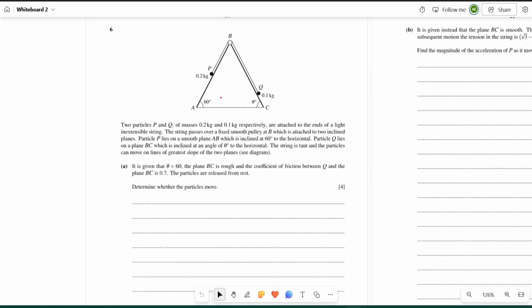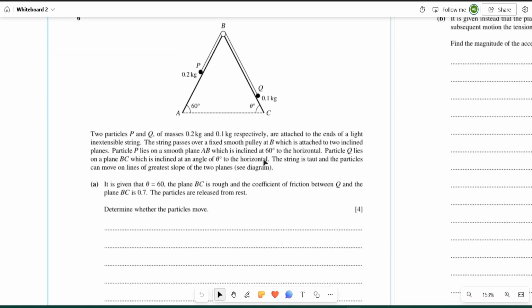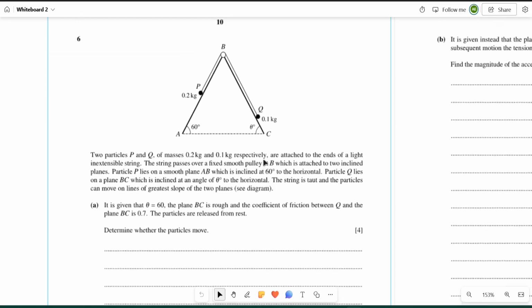So two particles, P and Q, of masses 0.2 kilograms and 0.1 kilograms respectively, are attached to the ends of a light inextensible string. We know what this means now. The string passes over a fixed smooth pulley at B, which is attached to two inclined planes. Particle P lies on a smooth plane AB. That tells me that there is no friction in the plane AB. It's inclined at 60 degrees to the horizontal. Particle Q lies on a plane BC, which is inclined at an angle of theta to the horizontal.